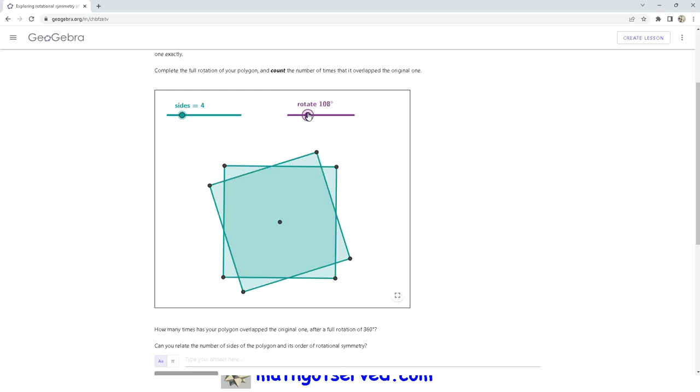We can also keep on going. Let's try another multiple of 90, let's say 180 degrees. Bam. It also gets mapped onto itself. So this one has a higher order of rotational symmetry.